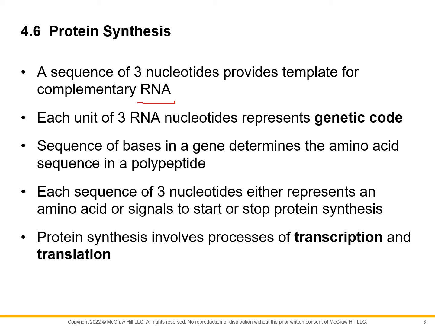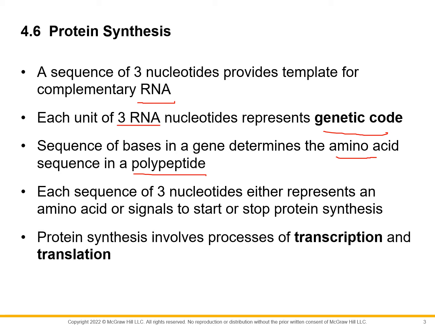Because remember, when we looked at ribosomes in chapter 3, they were the site of protein synthesis. And so we've got to get the information from the DNA out to the ribosome, and that's going to have RNA. So each unit of 3 RNA nucleotides represents a genetic code. This sequence of bases in the gene determines the amino acid sequence in the polypeptide. Now again, a polypeptide is the name for a protein before it has been completely finished. And a polypeptide just means multiple peptide chains.